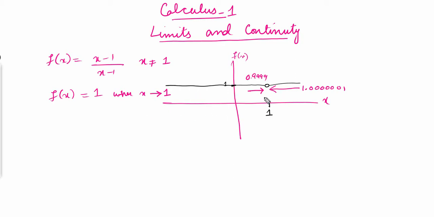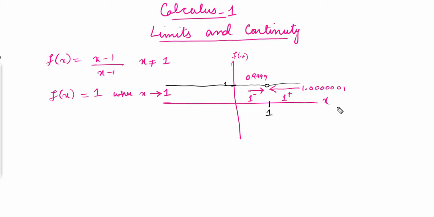So in order to represent the approach towards 1 from the left side, we will write it as 1 with a negative at the top. It means that we are approaching this point from the left side, and if we are approaching this point from the right side, I'll write 1 with a positive. So 1 plus means we are approaching the number from the right side, and 1 negative means we are approaching the number from the left side. So this is how we can represent the limit.